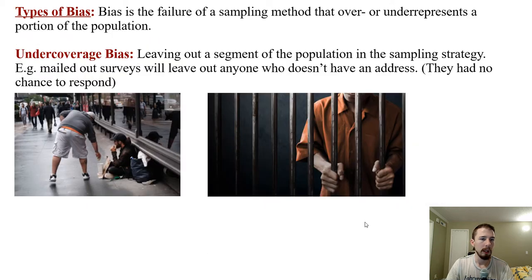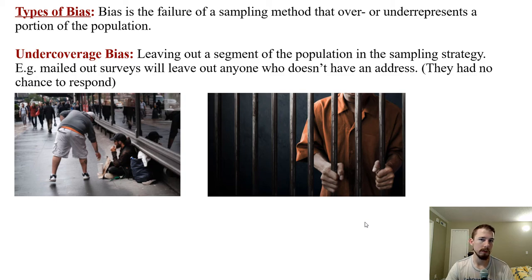So the next one we have is undercoverage bias. Undercoverage bias is leaving out a segment of the population in the sampling strategy, which would be being left out of the sampling frame. For instance, if you mailed out surveys, it would leave out anyone who doesn't have a physical address, so they wouldn't have a chance to respond.